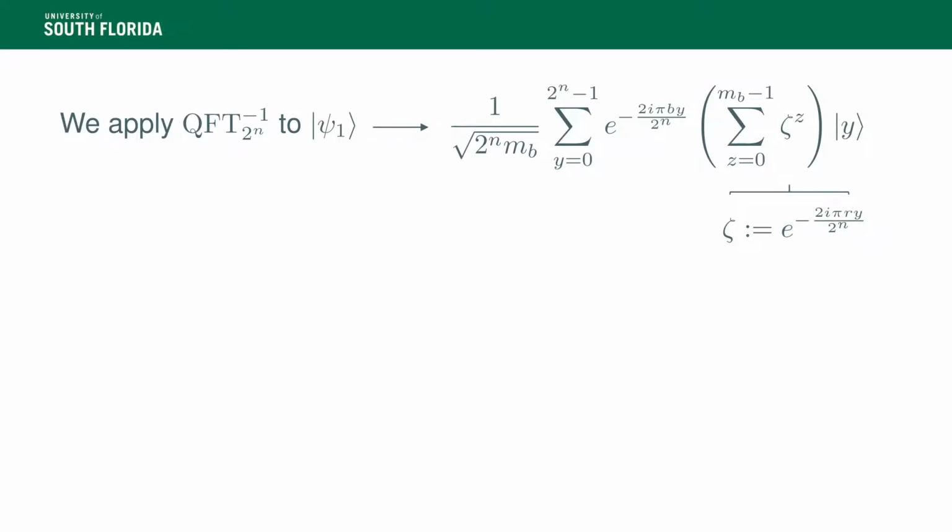So now we apply the quantum Fourier transform again exactly as in the previous case, except that we're working here modulo 2 to the n, and so we obtain the state 1 over square root of 2 to the n M_b times a double sum, first over y, all the y's from 0 to 2 to the n minus 1, and then over z. And then we can rewrite that as sums of powers of zeta. The zeta here is the same as before, except the denominator is no longer phi of n, but 2 to the n.